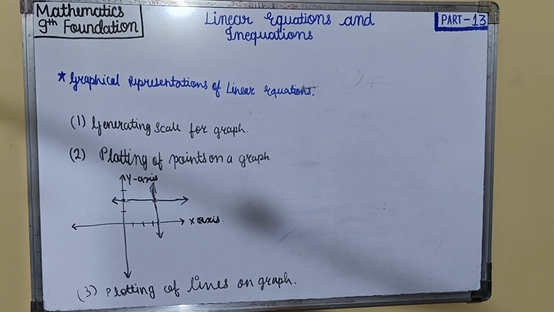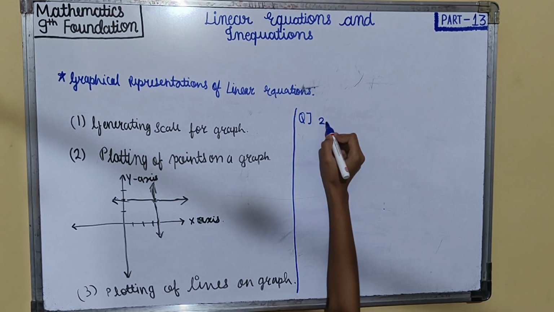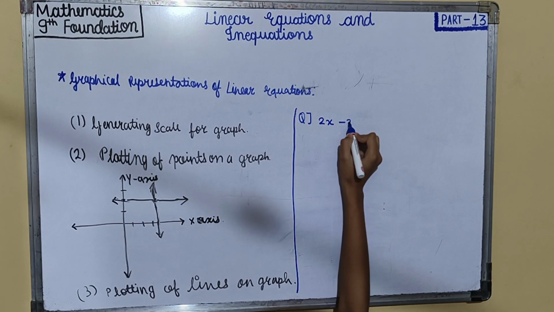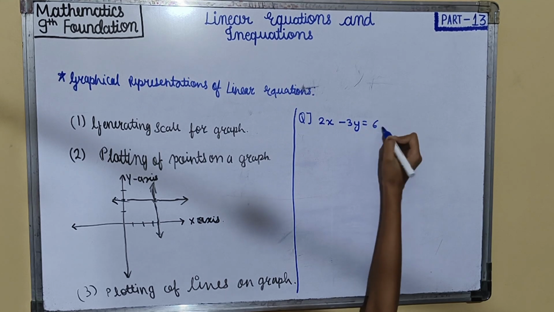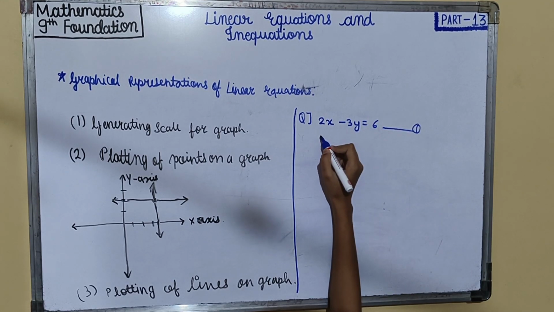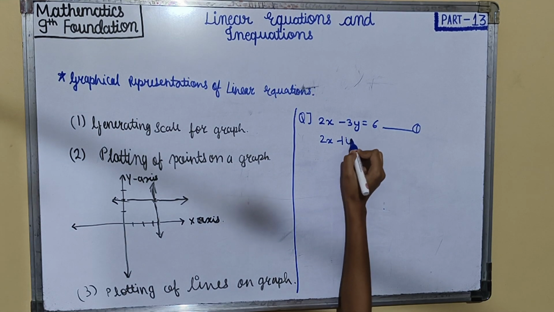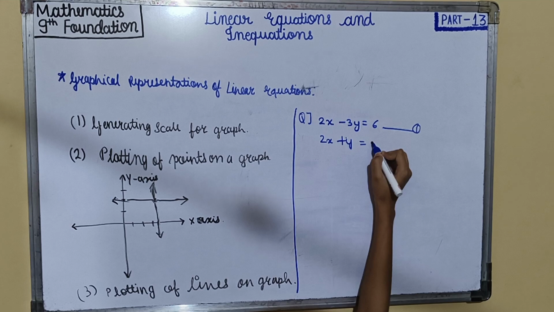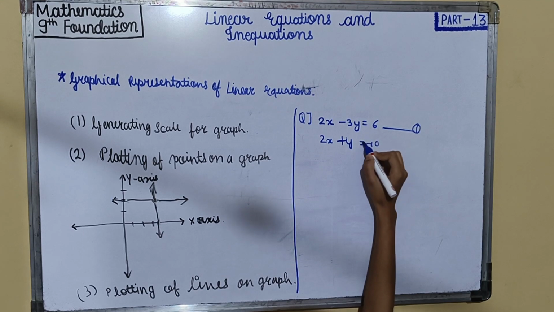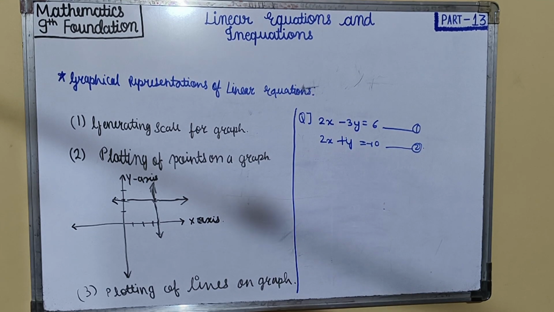For understanding this more clearly, we will take an example, a question, that is find the solution set graphically of some system of equations. This is not so important, but for the understanding we are solving. This is first equation and second equation is 2x plus y is equal to minus 10.